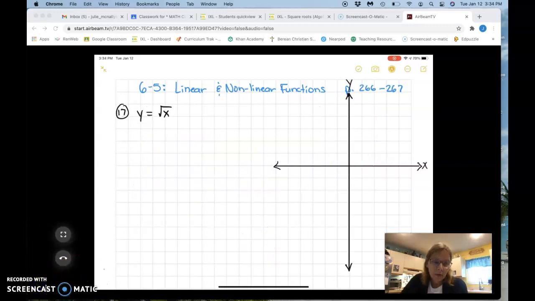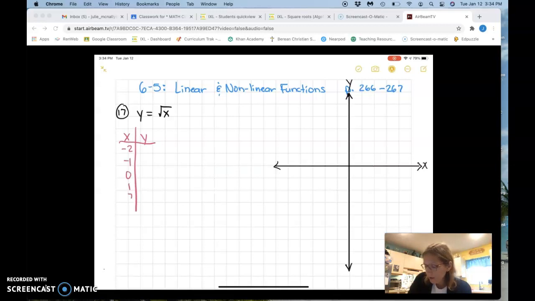Okay, this is the last one I'm going to do because I'm running out of time. So again, same thing. We're going to make an XY table. We're going to pick values for x. I pick the same ones every time. We're going to plug them in for x and see what y equals. So I'm going to do that, and I'll be right back.